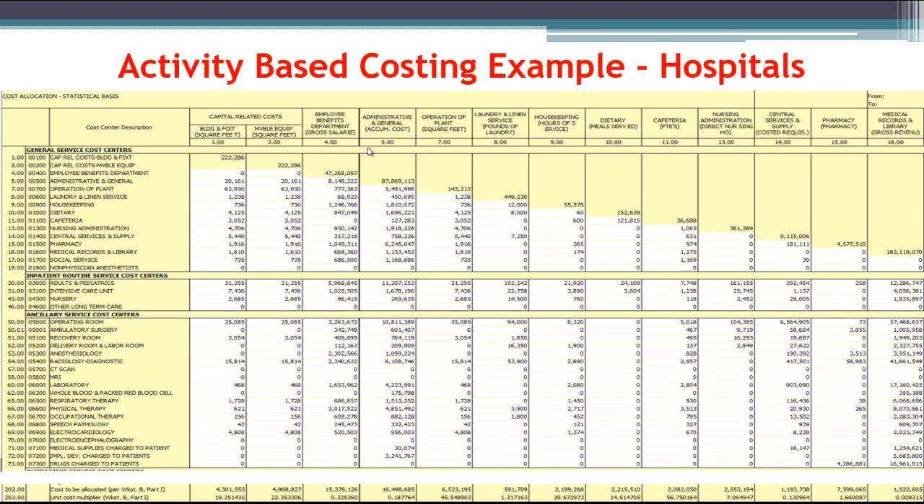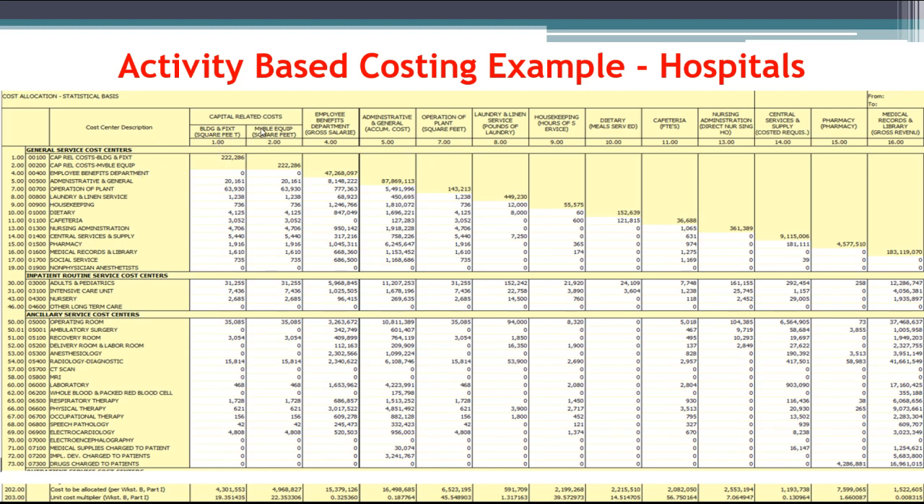So what we need to do, first of all, they've identified the cost pools they want. Each of these cost centers is essentially a cost pool. They've already categorized it. Some of it's capital related, some of it's employee benefits department. There's some general A&G, administrative and general, operation of plant like utilities, laundry and linen service, cafeteria, social service, just a lot of things there. The goal is to figure out what best drives that cost, or what explains why we have so much cost.